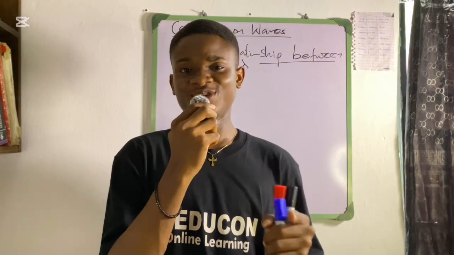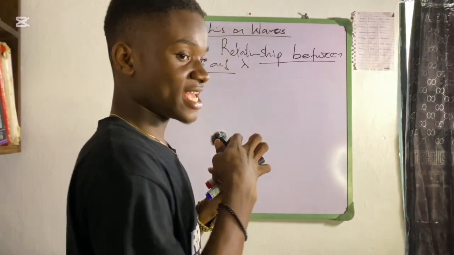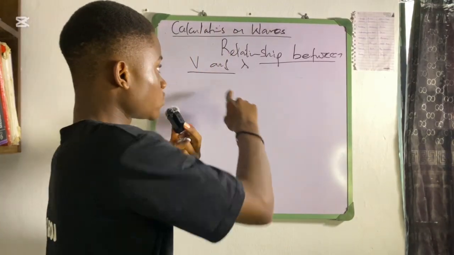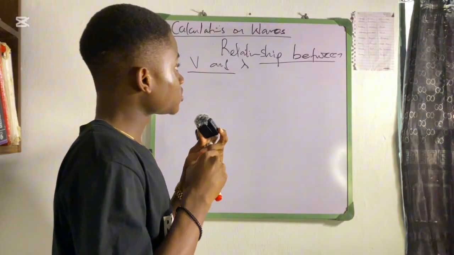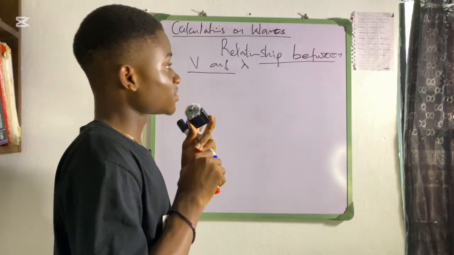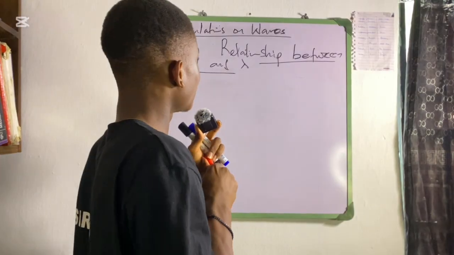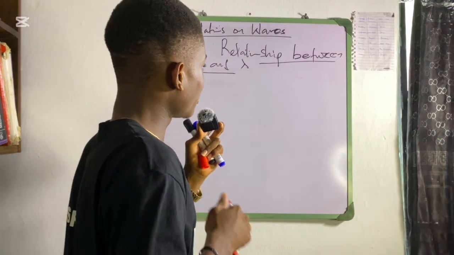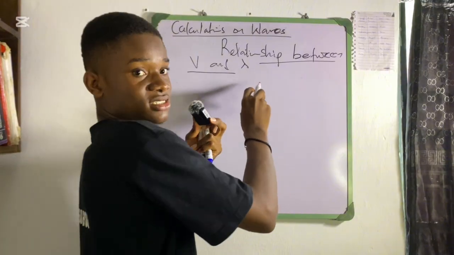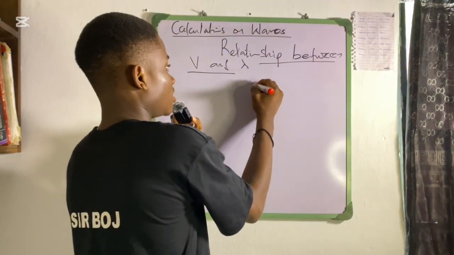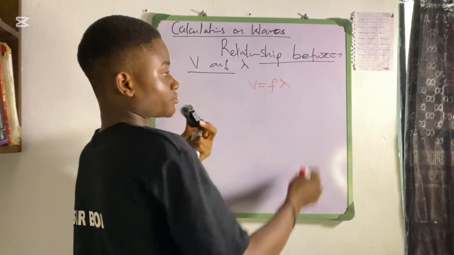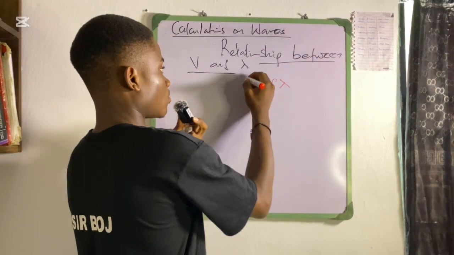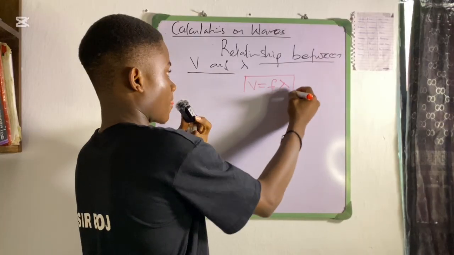Now, there's a relationship in wave physics between wave speed and wavelength. After this we're going to be taking some calculations on waves. So the relationship between V and lambda is V equal to F lambda. V is equal to F lambda.